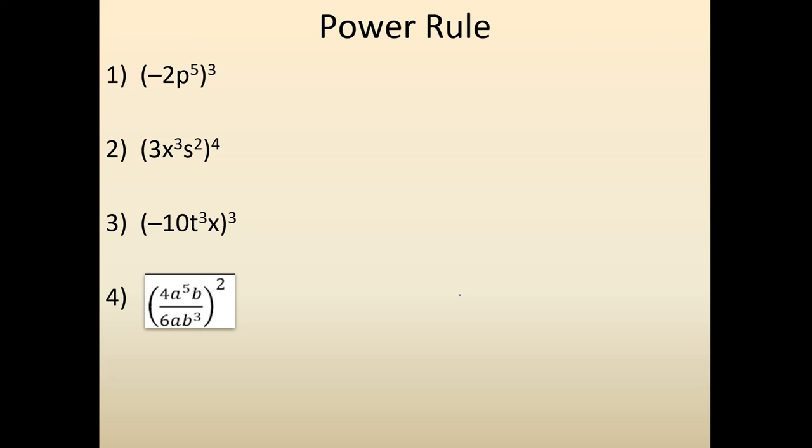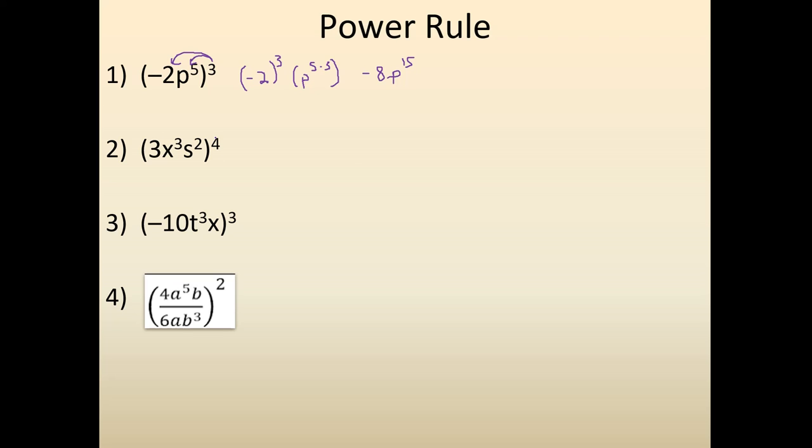So here are the next set of questions. Pause the video, work on it yourself. We'll go over it in a second. All right, so for question 1, we're going to take the 3 and we're going to distribute to the negative 2 and the p. So we end up getting negative 2 to the third, and then p to the 5 times 3. So negative 2 to the third, when we plug that in, we end up getting negative 8, and then it becomes p to the 5 times 3, which is 15.